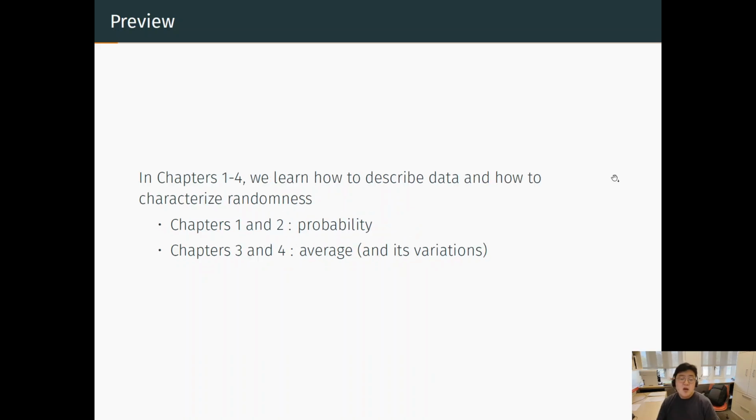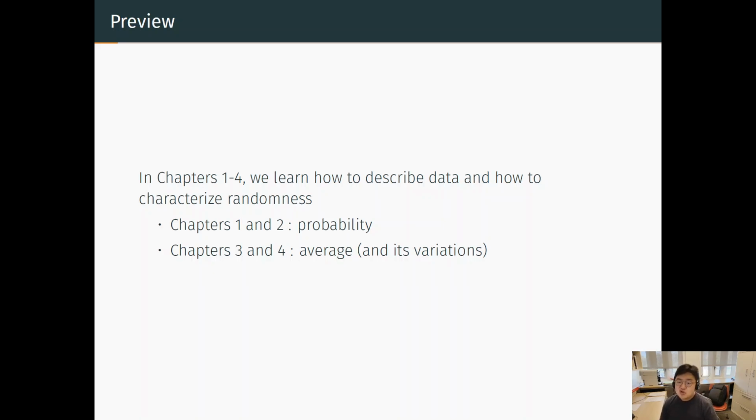So we are going into chapter 1. The first part is about descriptive statistics. As I said, you are going to learn how to describe data and mathematically how to characterize randomness. It's pretty simple because there are only two fundamental ways to describe data. One is probability, the other is average, and their variations, of course. But roughly speaking, even in advanced statistics, the underlying techniques are either probability or average, or some kind of application of them.